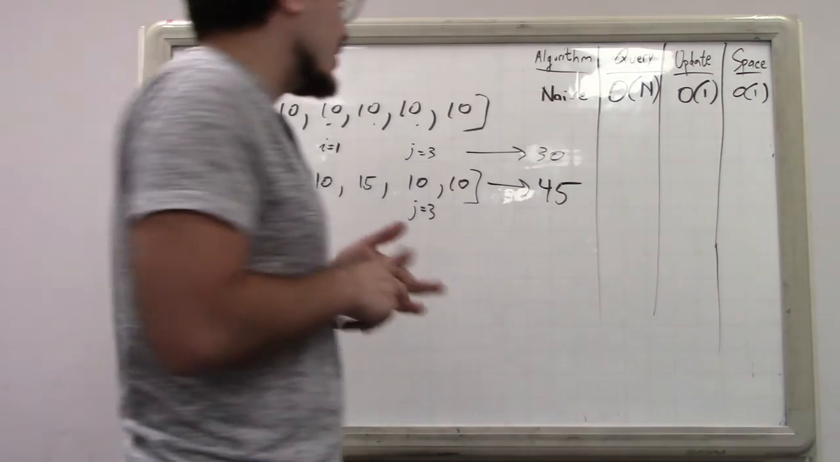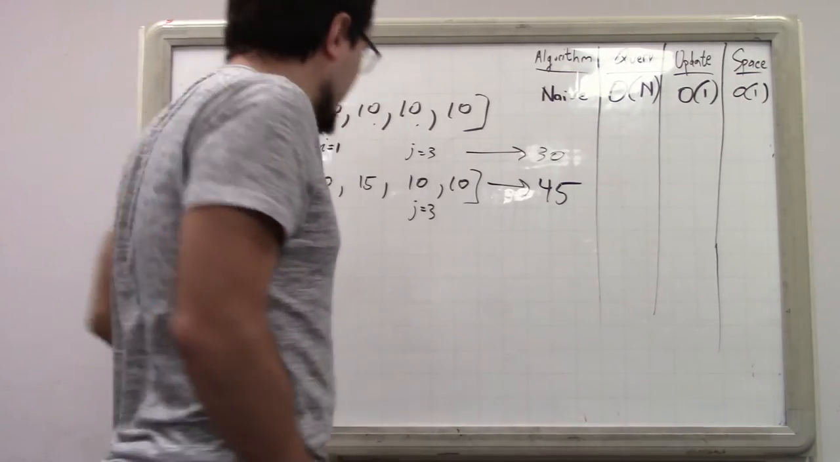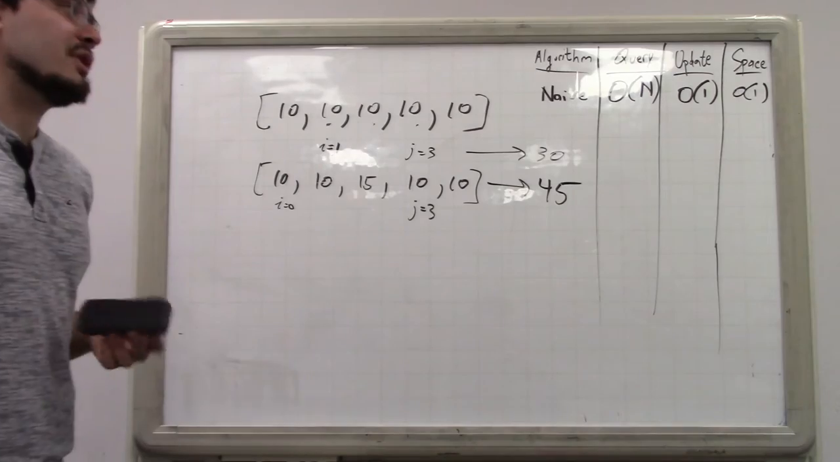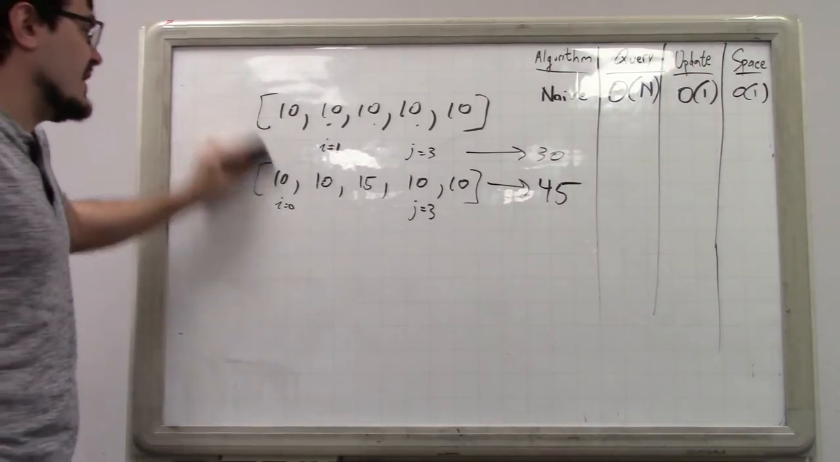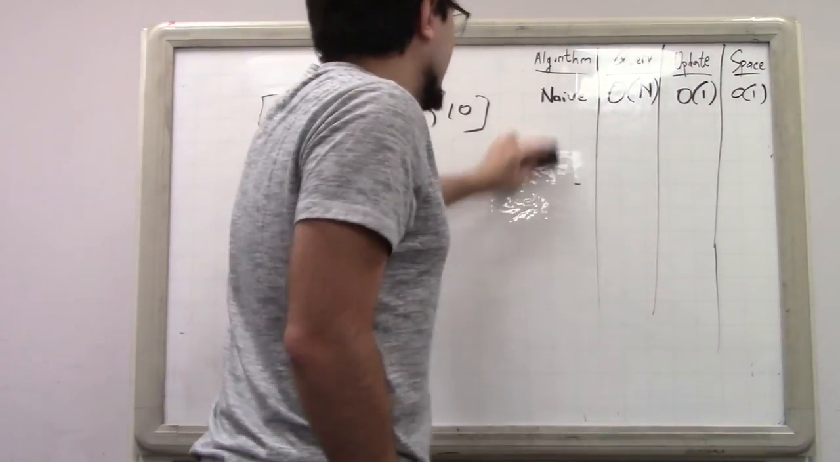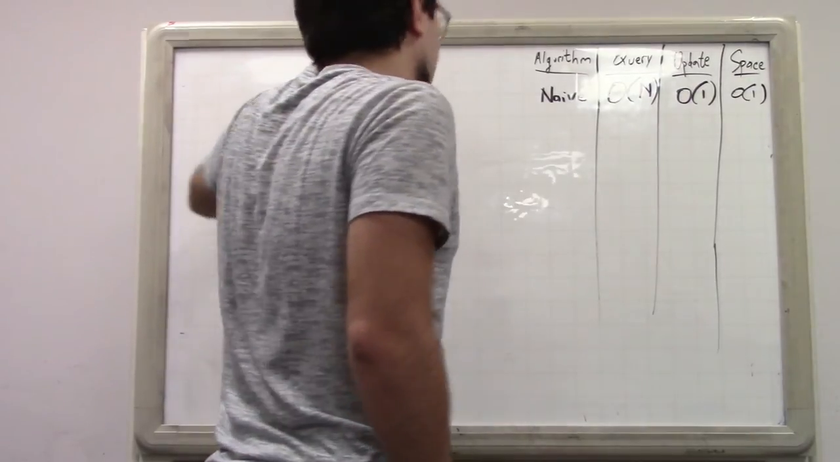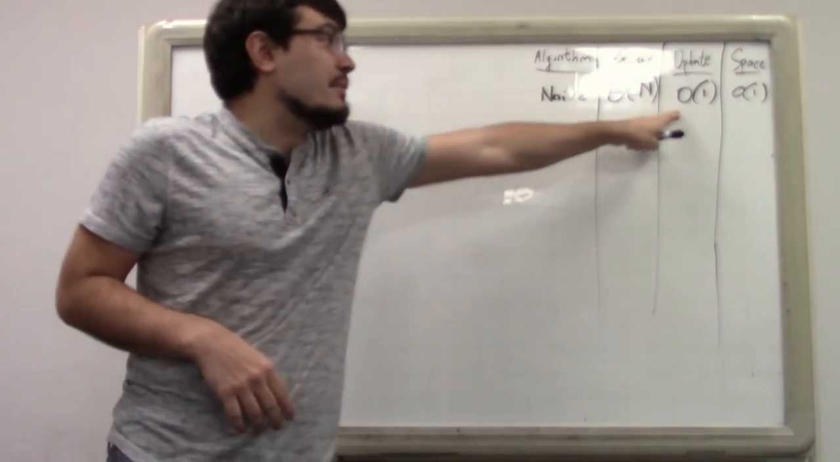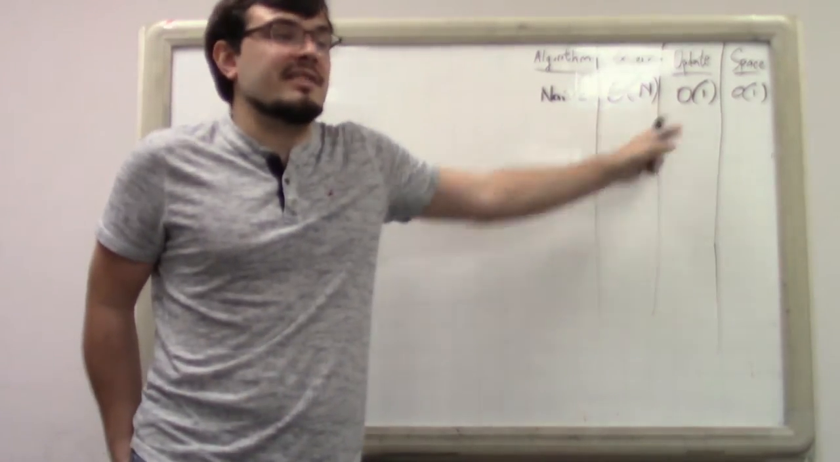Okay, so first let's see another idea. Before we even try to develop any of the intuition for segment trees, let's just see another idea. Let's say I want my query to be really efficient, but I don't really care about the update time. Like maybe I never update my array. Let's say I don't need updates.